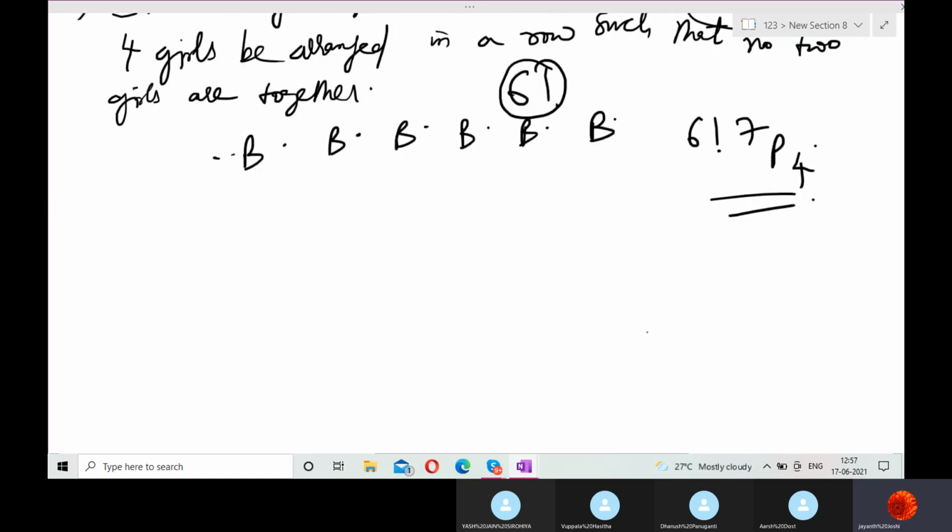Last concept. I am finishing permutation. Combination I'll try to take in the evening, or else in the afternoon after 1 or 1.5 hours. So I'll give you the worksheet to solve the questions.